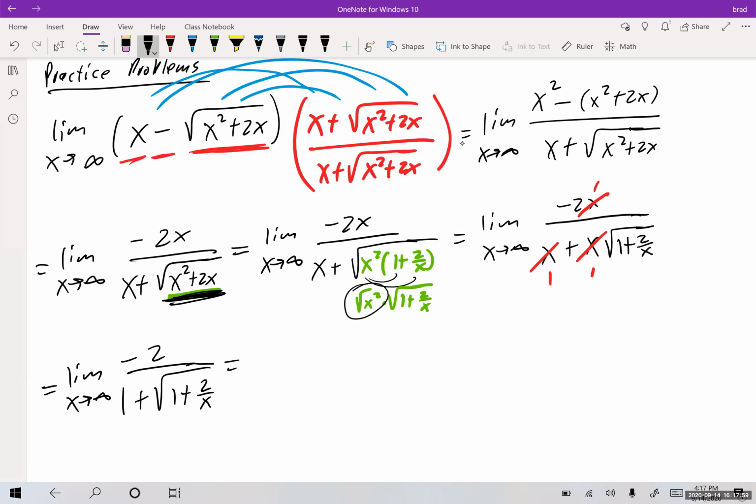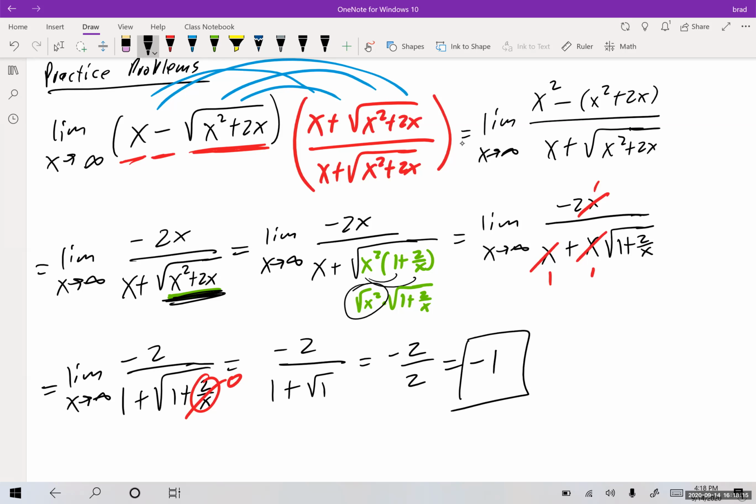Now we can finally get somewhere. Now if I try to work with infinity, I know that this is going to become 0. We've been doing that quite a bit now. And this will become negative 2 over 1 plus the square root of 1, which is negative 2 over 2, which is negative 1. And we found our limit. So this is one of the harder varieties in the class until we get to chapter 4. Then we'll find a different way to do this perhaps. But for now, this is all we got.